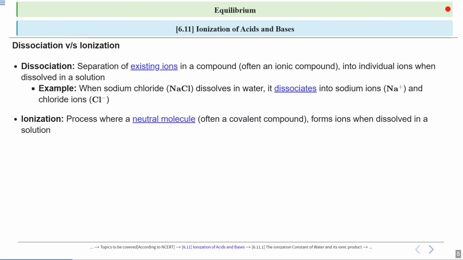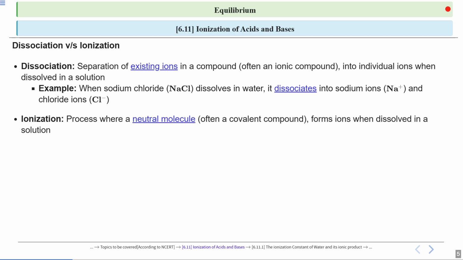If I define ionization, then the end product is the same for dissociation and ionization, but the starting material is different. In the case of dissociation, we start with an ionic compound, whereas in the case of ionization, we mostly consider a covalent compound.